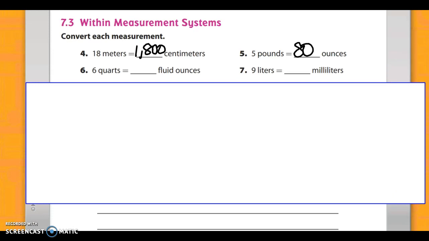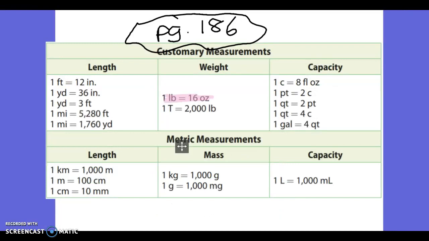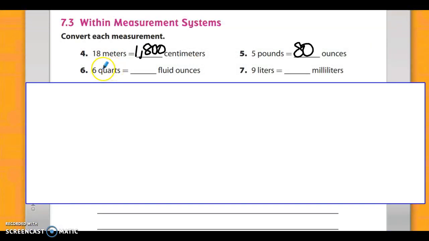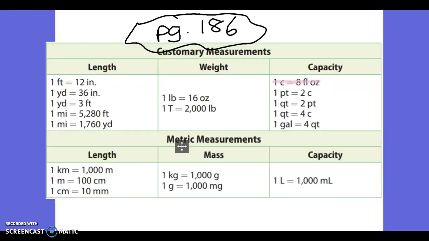Six quarts to fluid ounces. Let's go find quarts to fluid ounces. I want to point this one out to you just in case it appears on the test. That is a capacity, isn't it, right here. It's actually not on there. Check it out. A cup is 8 fluid ounces, but we're trying to get from quarts to fluid ounces. So check this out. We need to figure out how many fluid ounces are in a quart, and we know that 1 cup is 8.